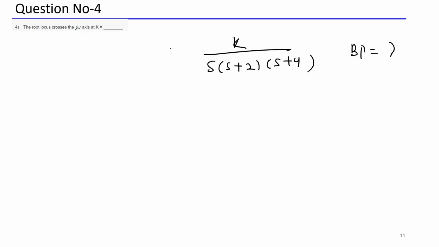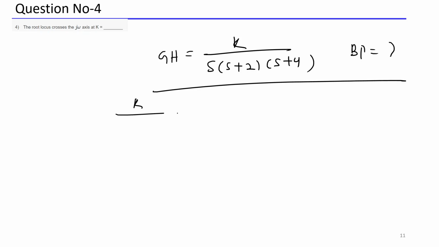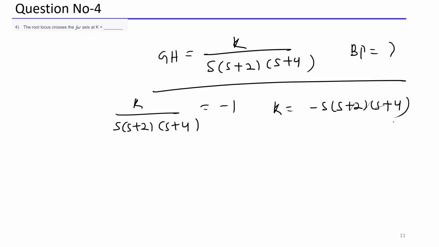I'm giving a second question. K divided by s into s plus 2 into s plus 4. Find out the breakpoints. Again, what you do? This is G(s)H(s), which is given to you. So again, you put K divided by s into s plus 2 into s plus 4 equal to minus 1. In place of G(s)H(s), you put minus 1. Then equate K equal to minus s into s plus 2 into s plus 4, and you solve this quadratic equation, dK by dS equal to 0.